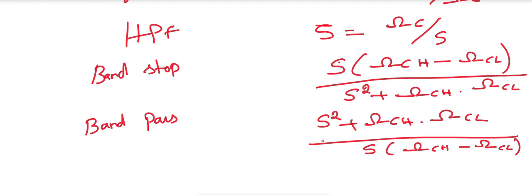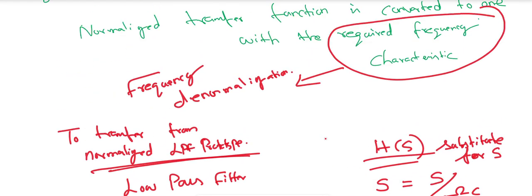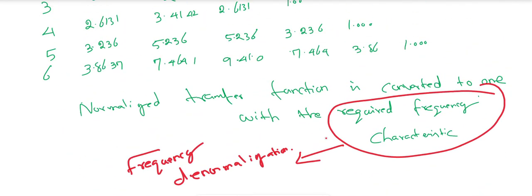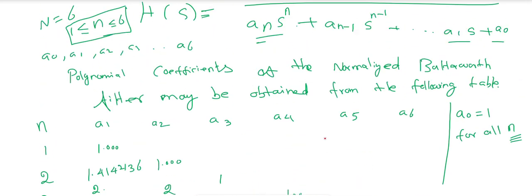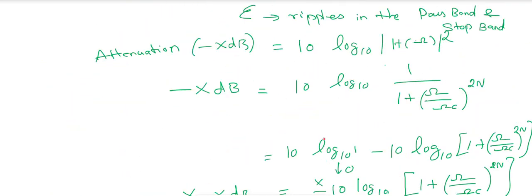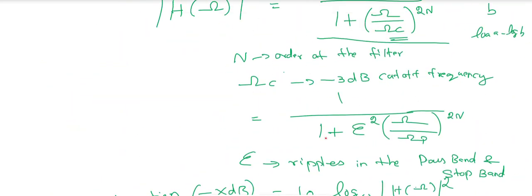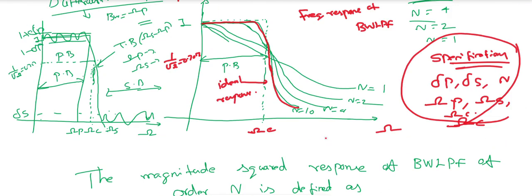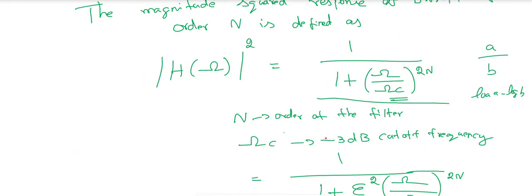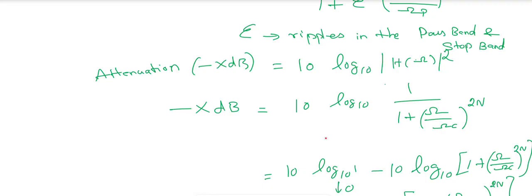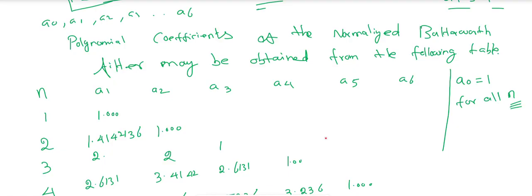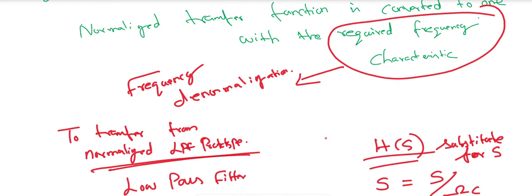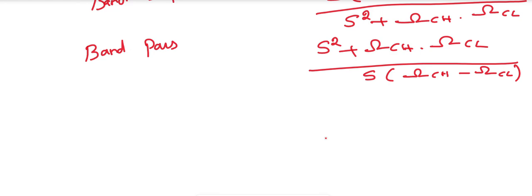So this is the frequency denormalization you have to do. With respect to the order of the filter, you write the coefficients, so the transfer function can be defined from the given specification. Find the order of the filter, then write down the H of S function, then from the H of S to H of Z. Then frequency denormalization.